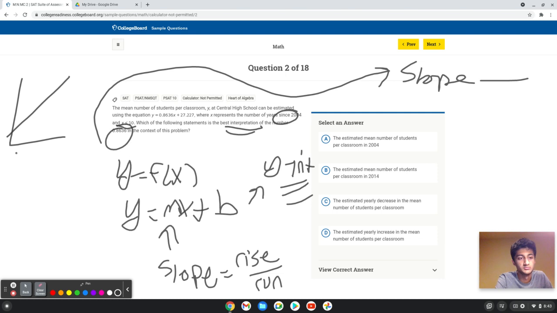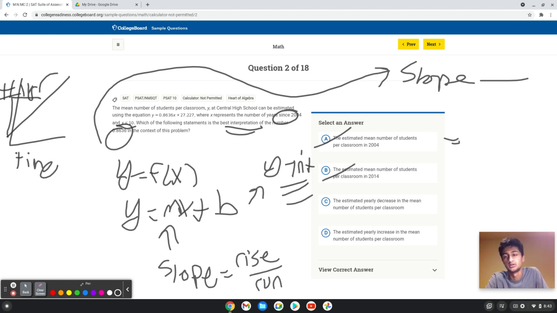on the x-axis would be time, and on the y-axis would be the number of high school students. So looking at that rise over run, it's a number of high school students per a certain amount of time. We're going to say 1 year. So the estimated mean number of students per classroom in 2004? Nope. The estimated mean number of students per class in 2014? Nope. These are all quantities. We're looking for a constant.